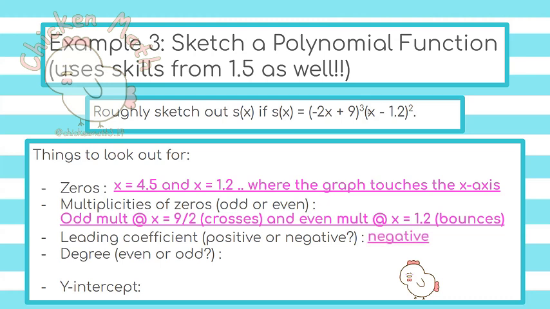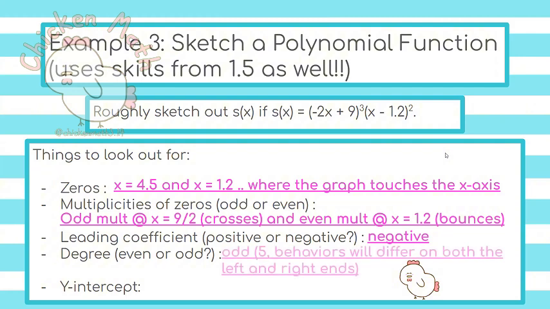And the degree, well, since we have a 3 and a 2, if we add those together, we know that our degree will be a 5 after this whole thing is distributed out. So our degree is odd, which tells us that our end behaviors will differ on both the left and the right ends of our graph.